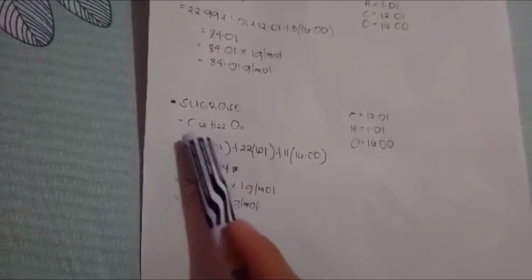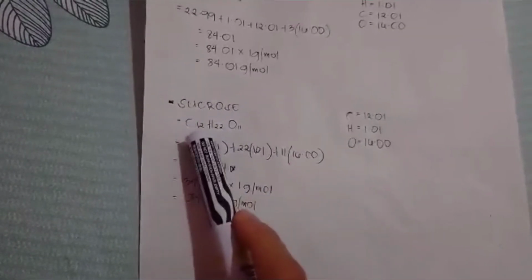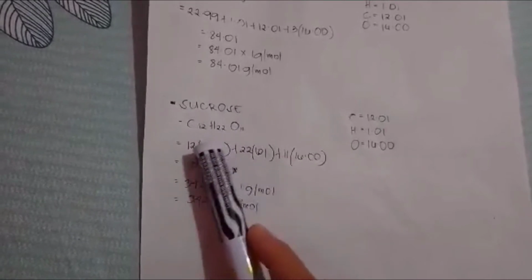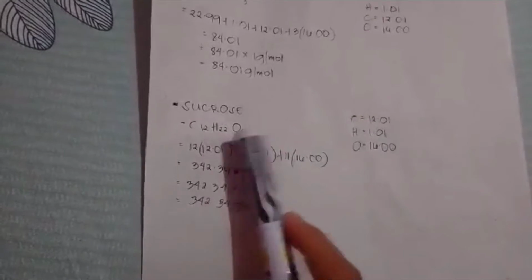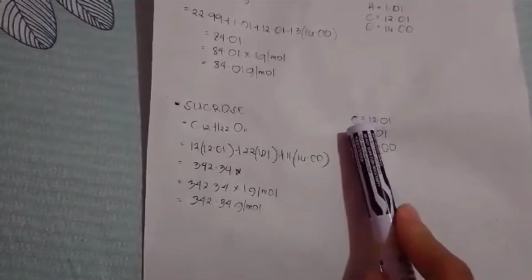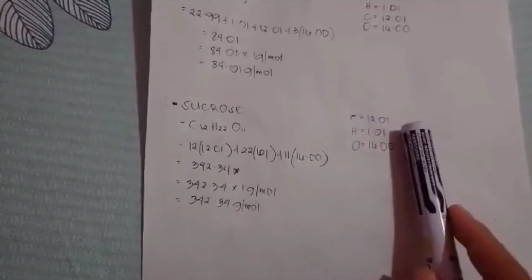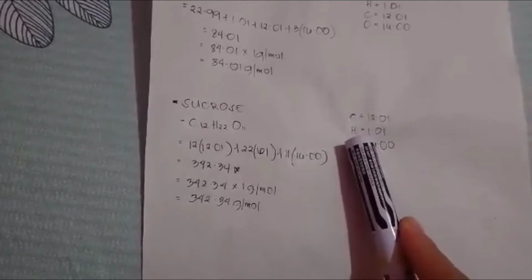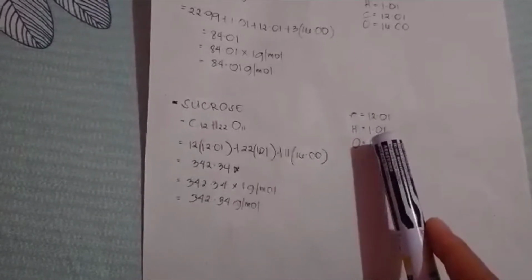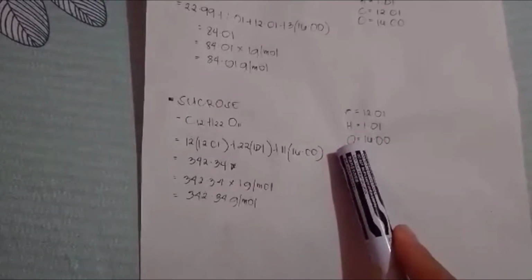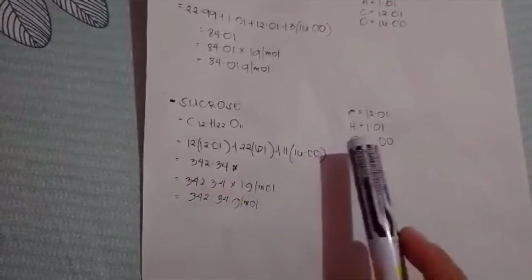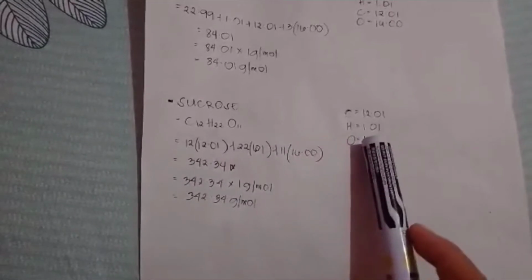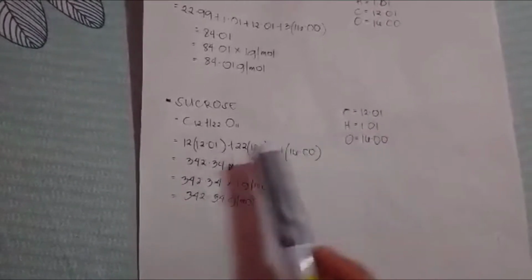Another example is sucrose with the formula C12H22O11. Again, we need to identify the atomic mass of each element. So C, which is carbon, with 12.01 atomic mass, H, which is hydrogen, with 1.01 atomic mass, O, which is oxygen, with 16.00 atomic mass.